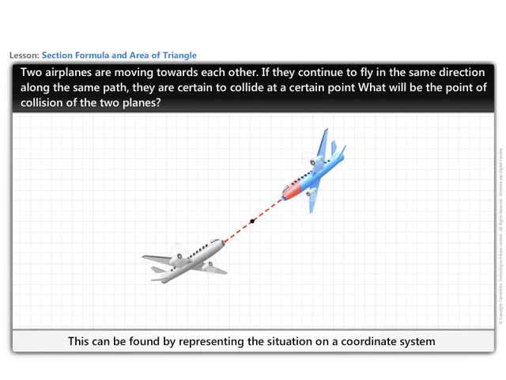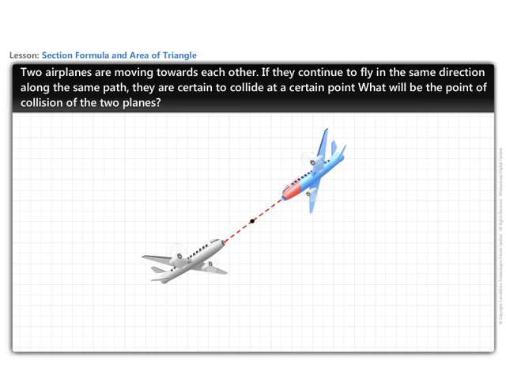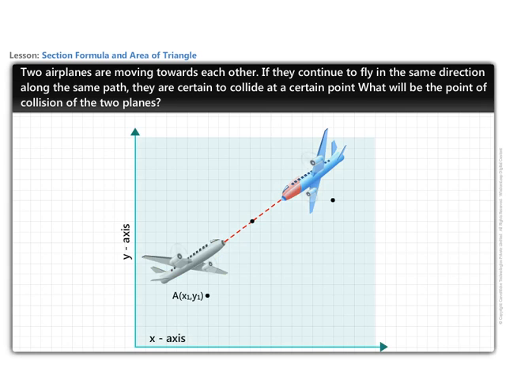This can be found by representing the situation on a coordinate system. Let the original position of the first plane be represented at A (x1, y1), and that of the second be at B (x2, y2). The position of the point of collision can be determined by finding its coordinates at point P. Suppose P(x, y) is the point where the planes collide.